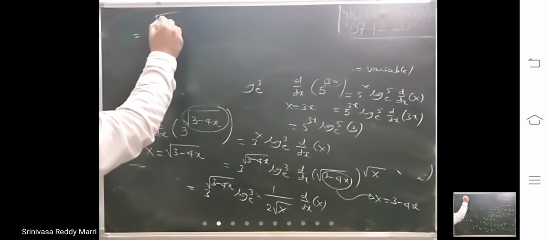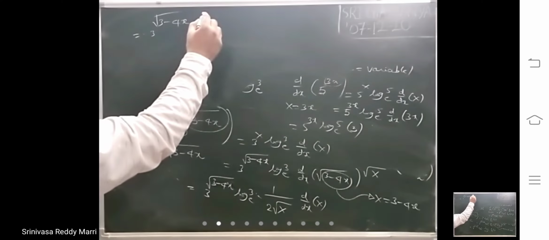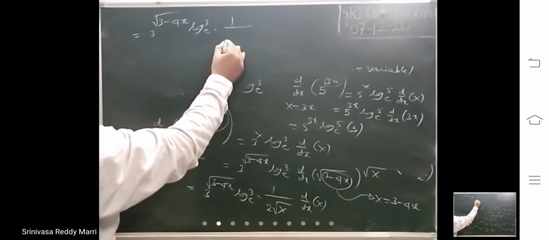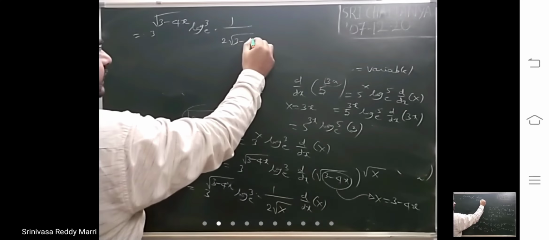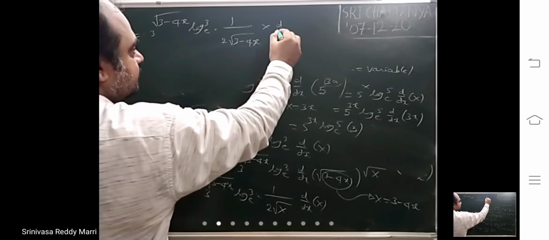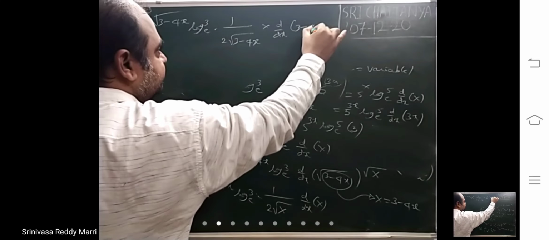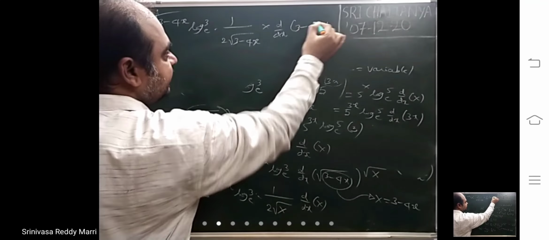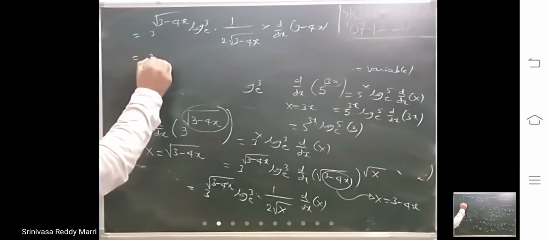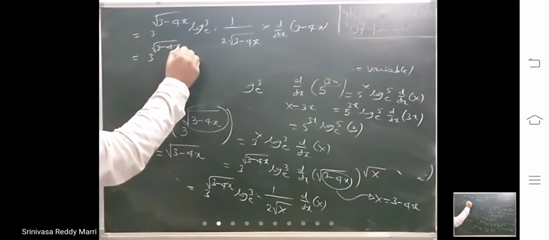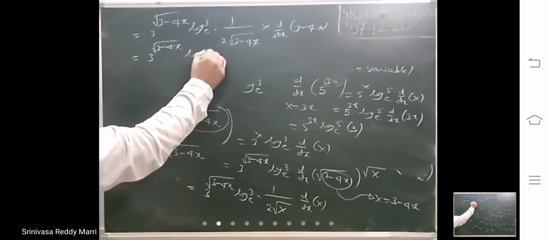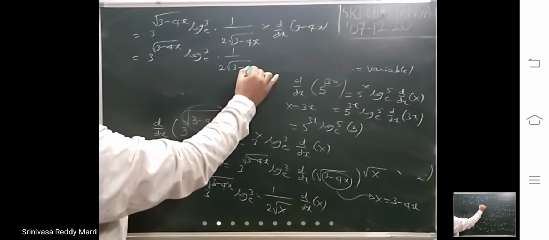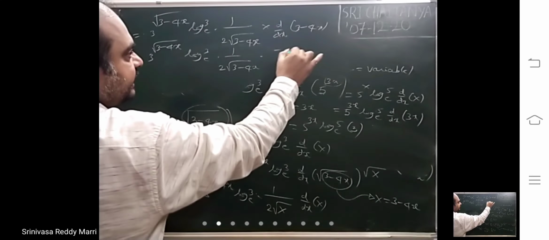3 power root of 3 minus 4x. Substitute capital X in the second step: 1 by 2 root of 3 minus 4x into d by dx of 3 minus 4x. So this you know, this is constant, 0. The derivative of this is what? Minus 4. That means your final answer is 3 power root of 3 minus 4x log 3 to the base e into 1 by 2 root of 3 minus 4x into 0 minus 4. That is the answer.